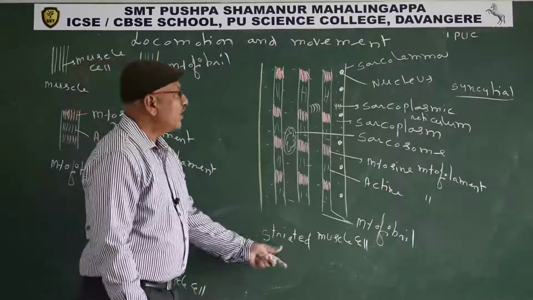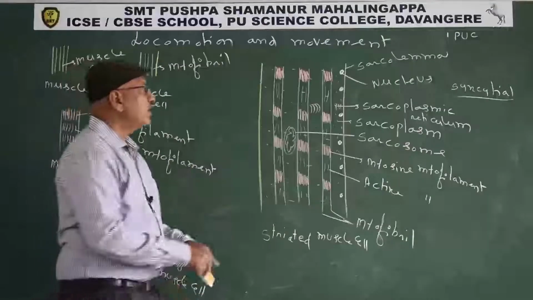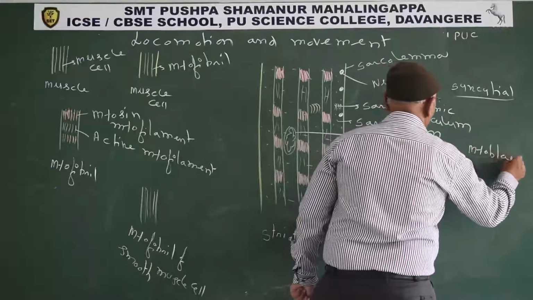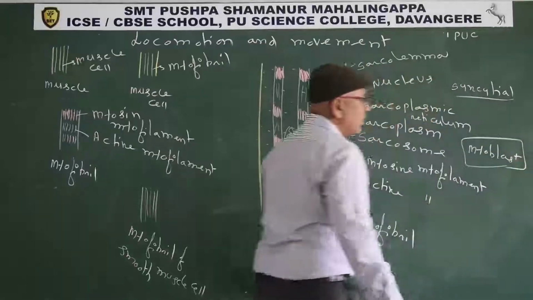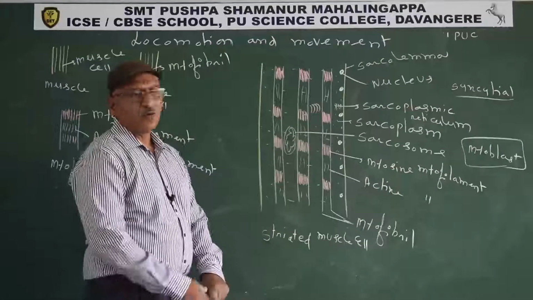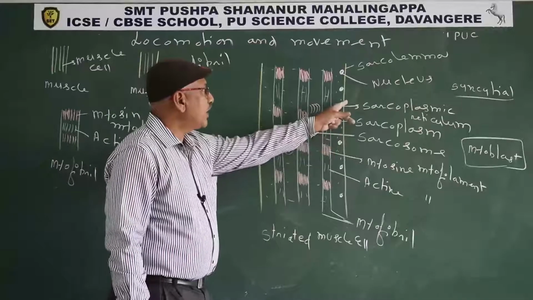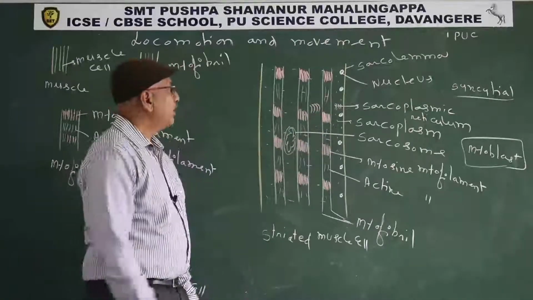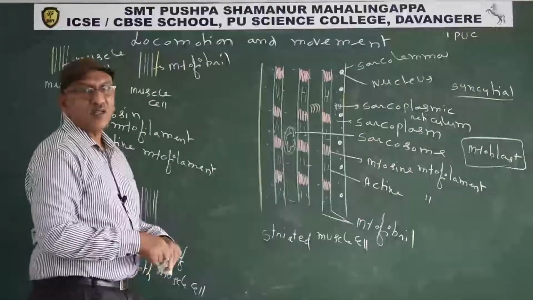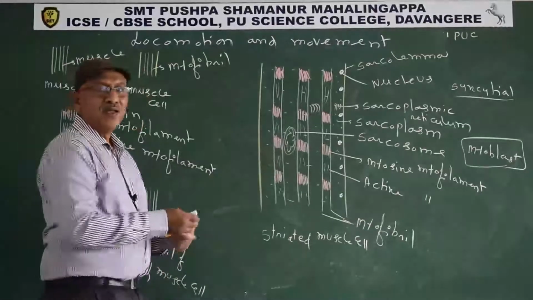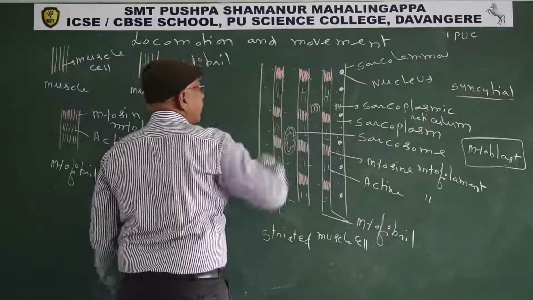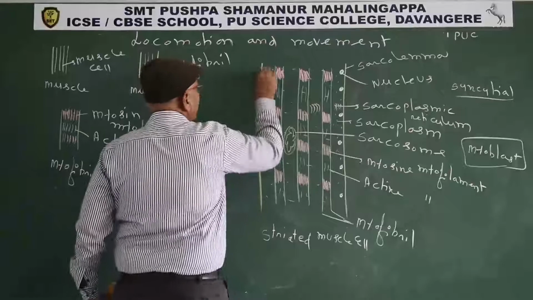Why does one muscle cell contain several nuclei? In the embryonic stage, several myoblast cells unite. As a result, one striated muscle cell is formed. The cells unite, but the nuclei never fuse. That's why several nuclei are present just below the sarcolemma. In the sarcoplasm, numerous myofibrils are present, but I drew only three. In all myofibrils, at a particular position, the bands coincide and appear as a line. So, like this.